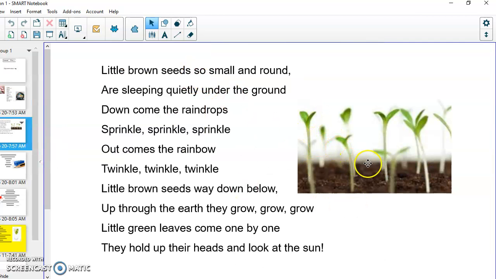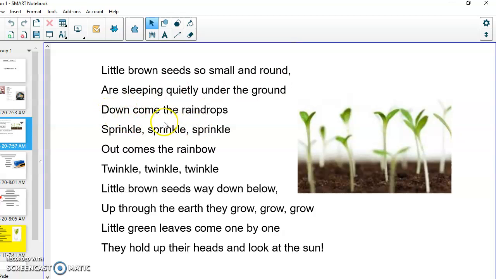This one, we're going to talk about little seeds, little plants. Remember, you're going to just pick an object, anything. You could even tell me about a pencil. We're going to pick any object, which actually I think my next poem is about a pencil and a sharpener. That's funny. Let's read this one. Little brown seeds, so small and round, are sleeping quietly under the ground. Now, this one happened to rhyme, but we don't have to. You can, but you don't have to.